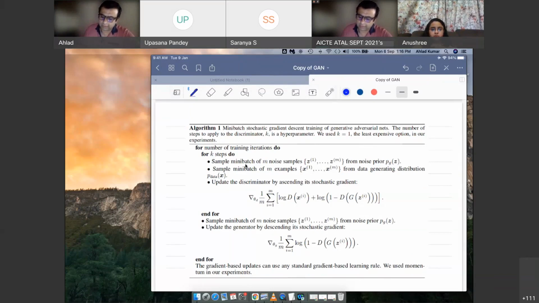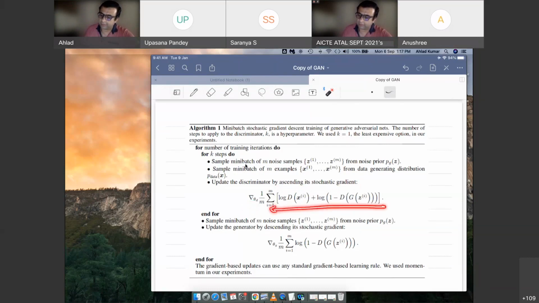So here you can see what we are doing is we are sampling a mini batch of noise samples from a noise prior PG of Z. And then we are also sampling a mini batch of M examples taken from the real data set P data of X. And then we are updating the parameters of the discriminator by ascending the stochastic gradient. And this is the loss function that we have already discussed.